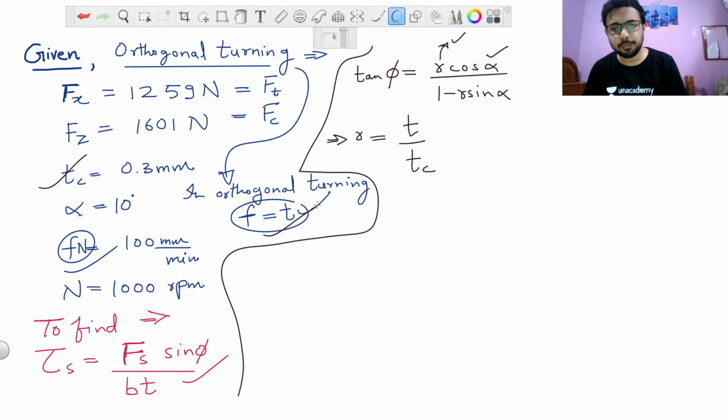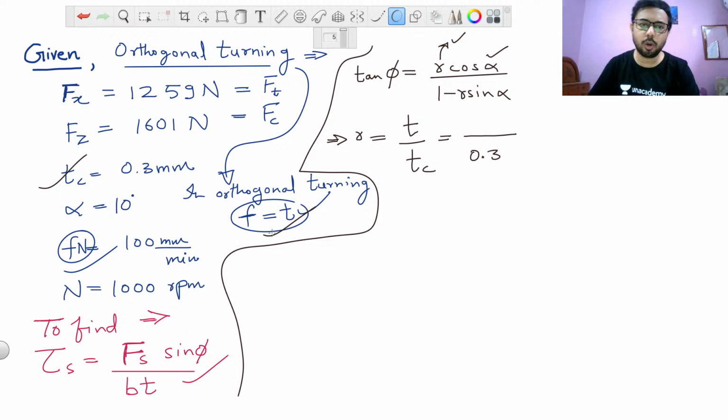The F, that is the feed, is equal to the uncut chip thickness. From that we can just find out the values. So it is 0.3, and we are not being provided directly with the value of F, that is feed, but we are given the value of Fn and N. So axial feed is always equal to this Fn.